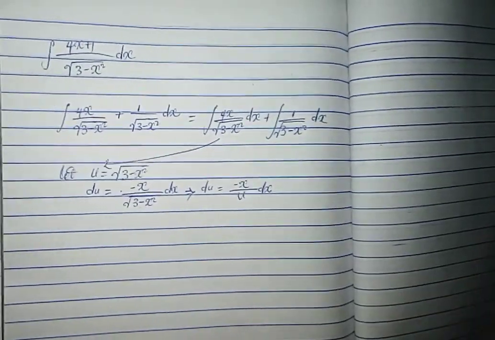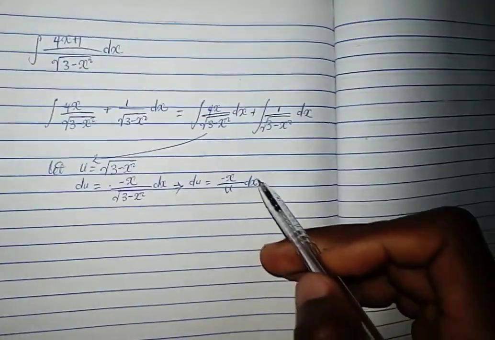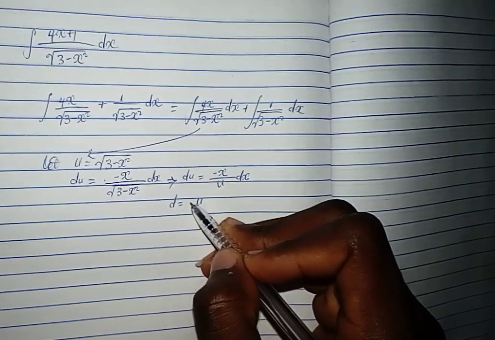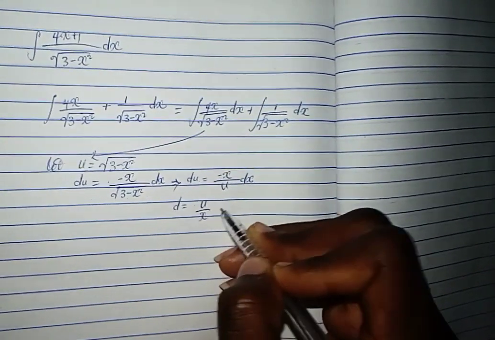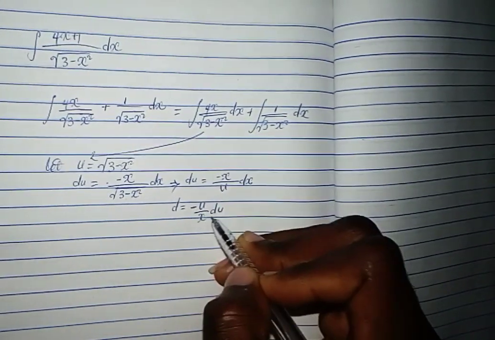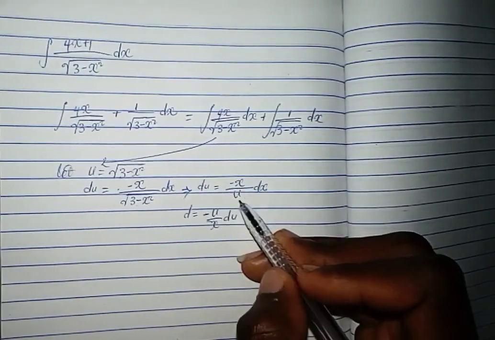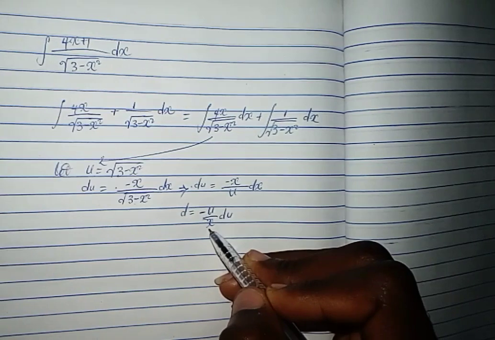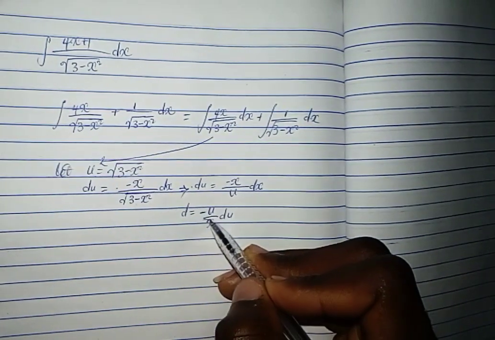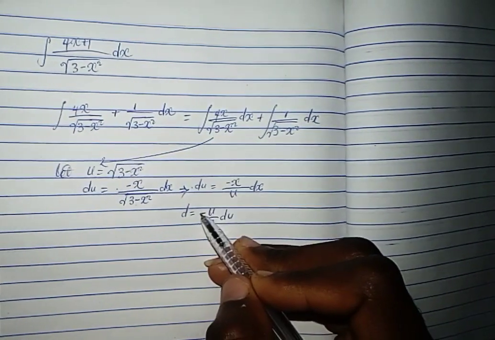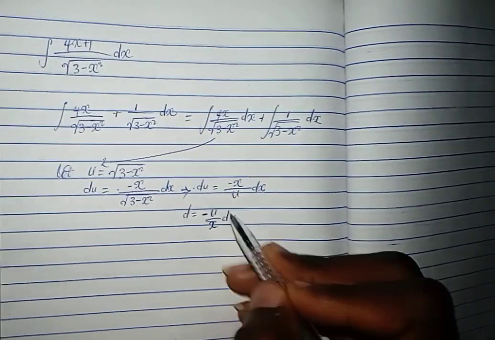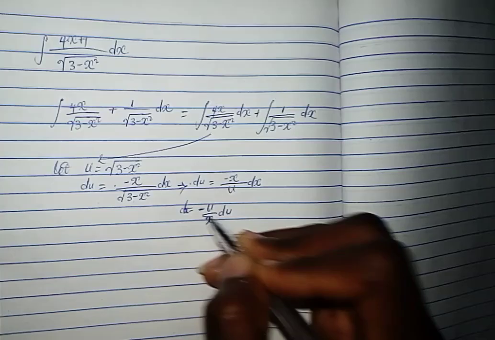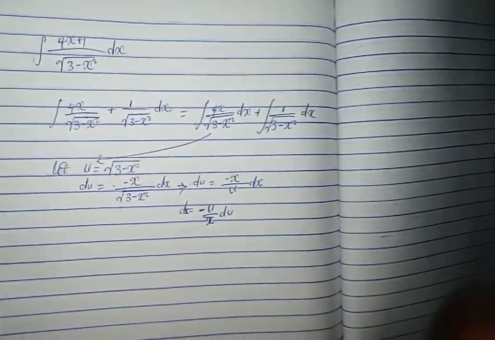Now we can find our dx from here by saying dx is equal to u over x du. You should understand this. Dx, this goes to this place, which is u, dividing by negative x, you have x. Your negative sign comes up and your du. So dx is equal to negative u over x du.